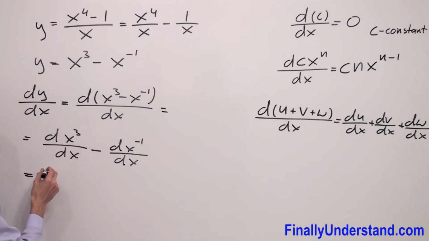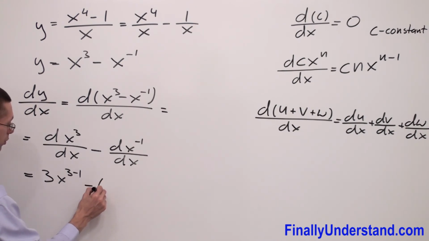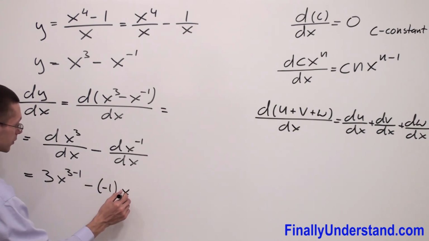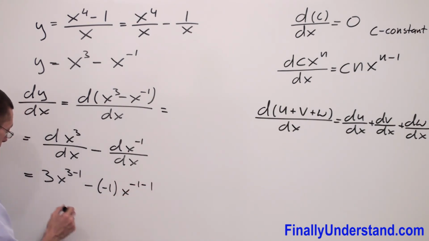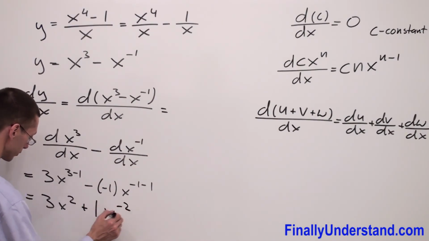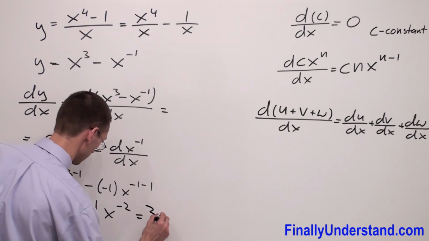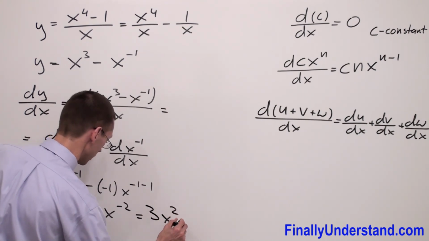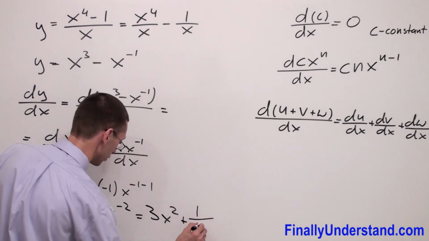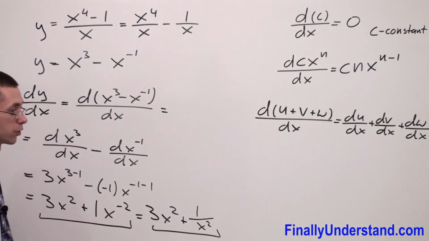I'm going to simply write that this is 3x to the power of 3 minus 1, minus negative 1 times x to the power of negative 1 minus 1. So I have 3x to the second power plus 1x to negative 2. This could be your answer, or you can write that this is equal to 3x squared plus 1 over x squared. Either answer is correct. So we can say that the problem is solved.